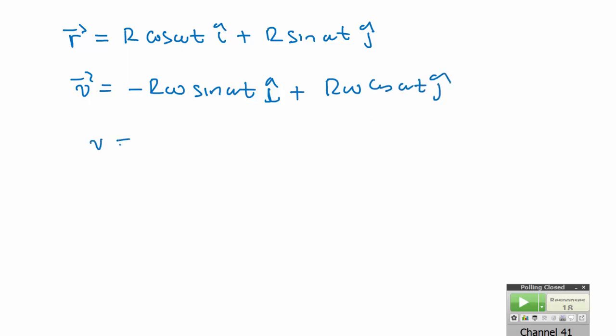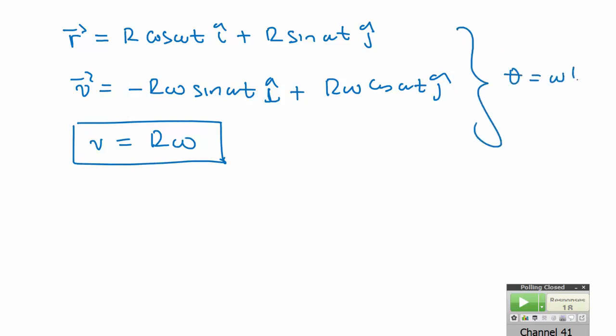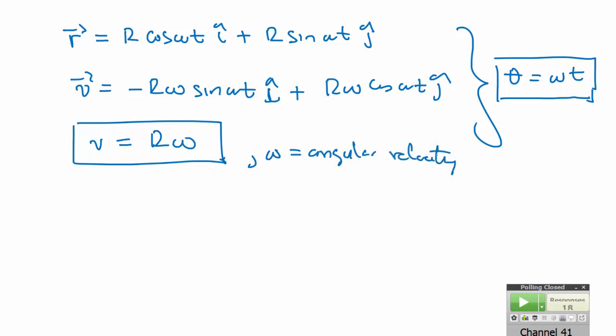And the speed of the particle v is just going to be equal to r omega. These are very vital equations. Keep in mind that theta is equal to omega t. One thing I didn't mention is that omega, which is known as angular velocity, is a constant for a given what? Circle, and it's measured in what? Radians per second. So when you say it's constant for a given circle, it means for a given circle and a given radius, omega is constant.